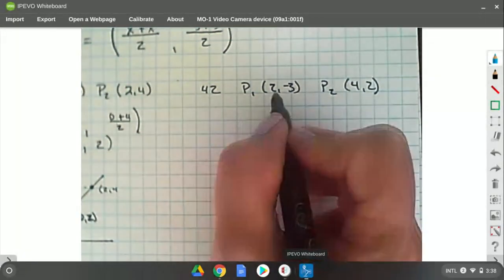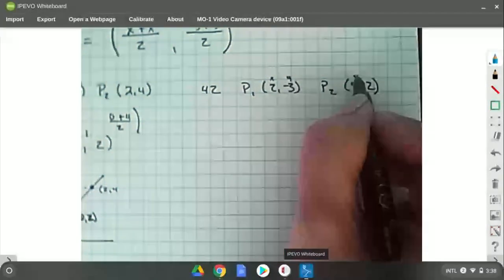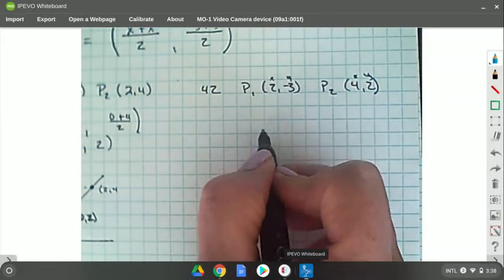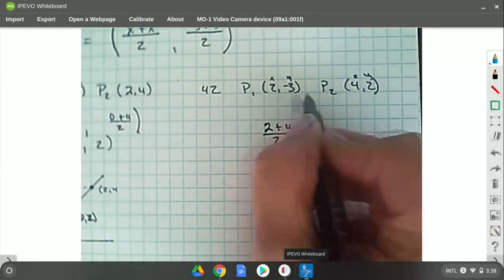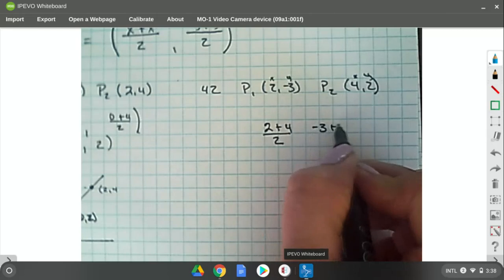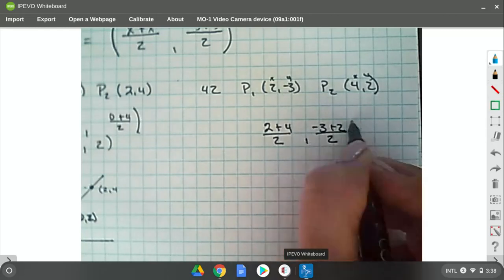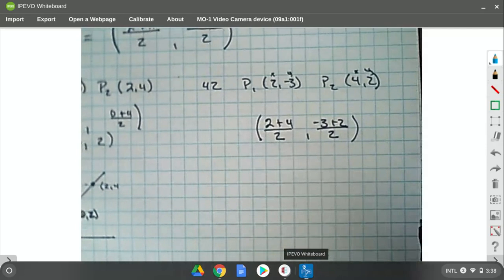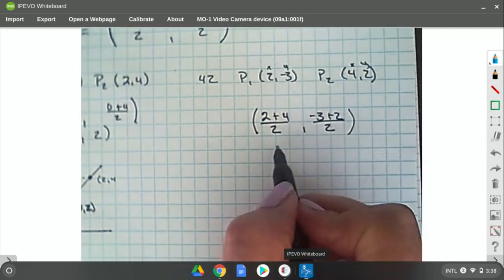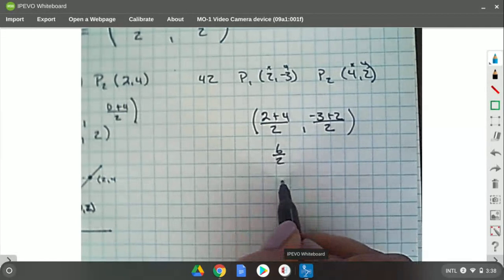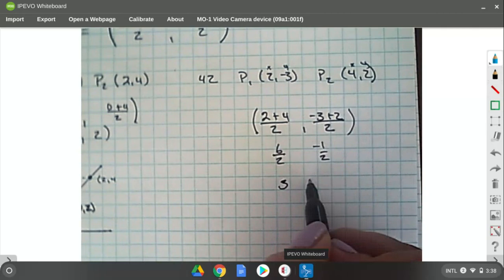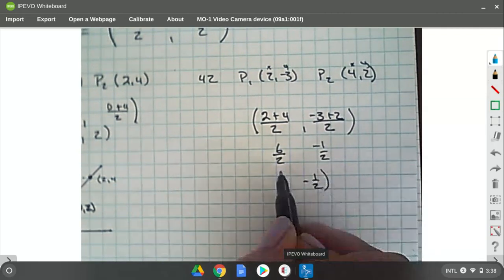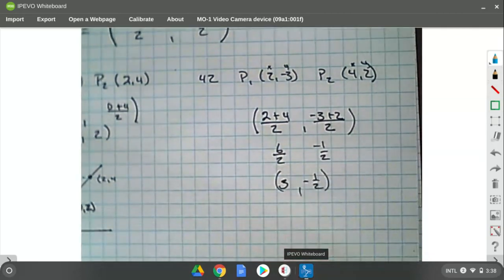Okay? Hopefully that turned out well for you, and I am going to do x, y, x, y. X plus x: 2 plus 4 divided by 2. Y plus y: negative 3 plus 2 divided by 2. Remember, it is a midpoint, right? So I would have 6 over 2 gives me a 3. Negative 1 over 2, negative 1/2. And there's my midpoint.